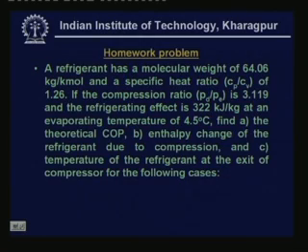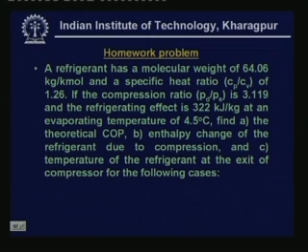Before I stop here, I would like to give a homework problem. Let me read the homework problem. The problem is like this: a refrigerant has a molecular weight of 64.06 kg per kilomole and a specific heat ratio Cp by Cv of 1.26. If the compression ratio Pd by Pe is 3.119 and the refrigerating effect is 322 kilojoule per kg at an evaporating temperature of 4.5 degrees centigrade, find A, the theoretical COP, B, the enthalpy change of the refrigerant due to compression, and C, temperature of the refrigerant at the exit of the compressor for the following cases.